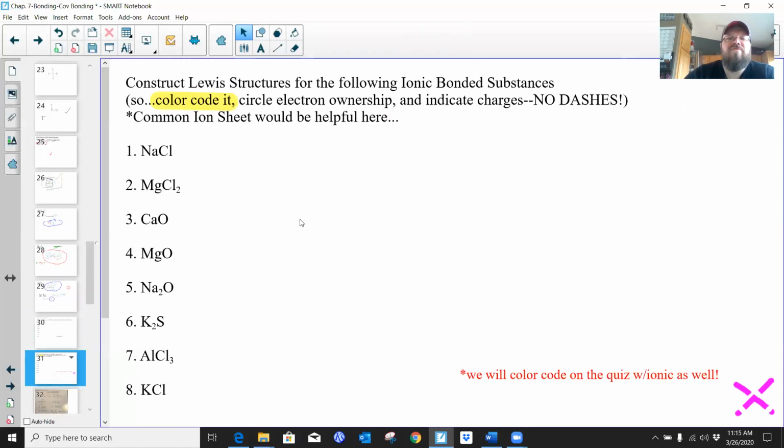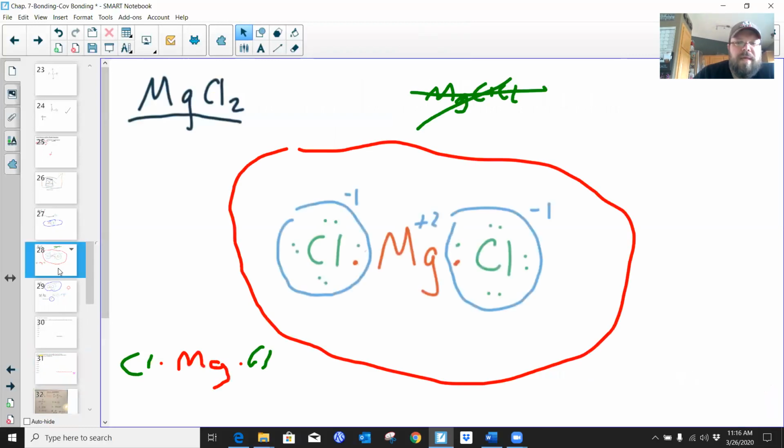You're going to construct Lewis structures for the following ionically bonded substances. I do want you to color code it. I want you to circle electron ownership and indicate charges. Remember, no dashes are used. The common ion sheet would be helpful here. So we want things to look something like this, where it's color coded. Circle the electrons that are now owned by the negative ions.